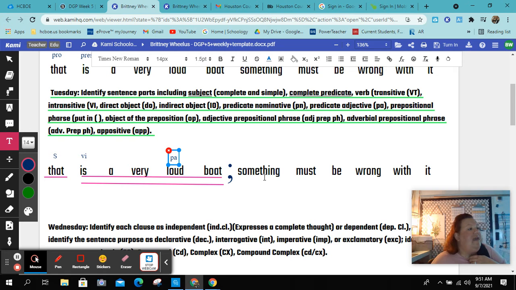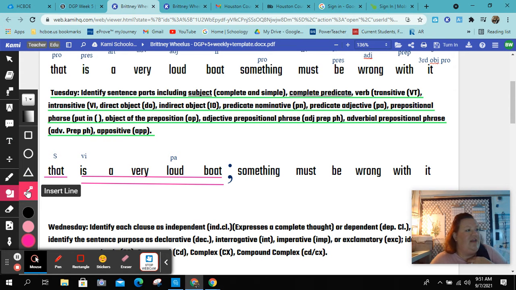All right. Second clause: Something must be wrong with it. Again, go back to your shapes, go back to your insert line. Something is our simple subject. We're going to draw one line under it. Your subject must always be what part of speech? A noun or a pronoun. All right, I'm going to underline the complete predicate twice.